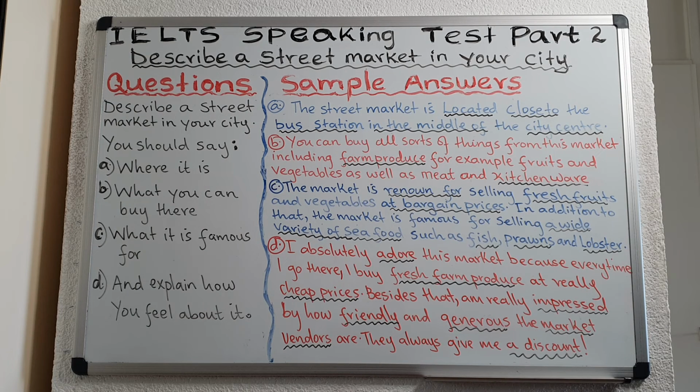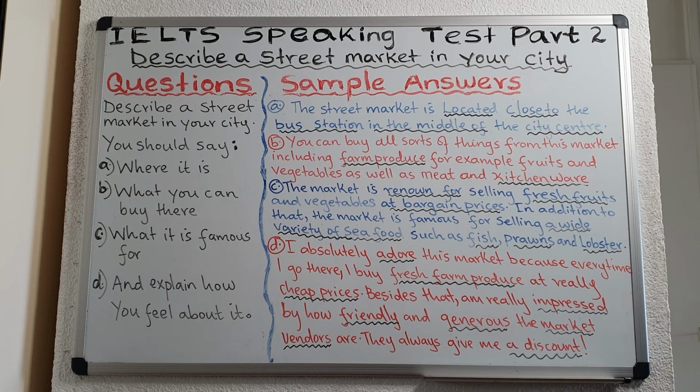Are you ready to begin? Let's begin with question A, where it is. The street market is located close to the bus station in the middle of the city center. B. What you can buy there. You can buy all sorts of things from this market, including farm produce, for example, fruits and vegetables, as well as meat and kitchenware.